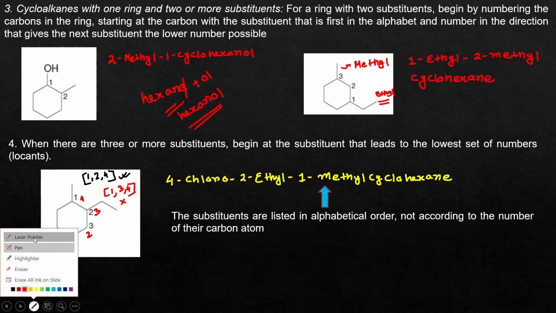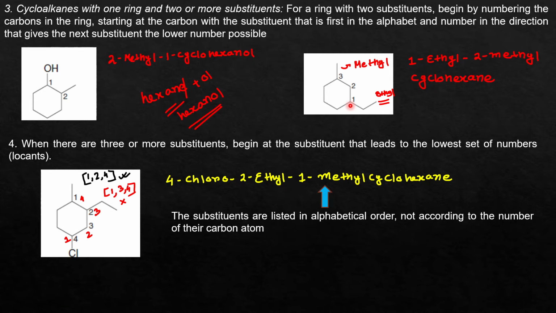Now here you can see that in this case also there are two substituents, but these are not functional groups, these are simple substituents. So in that case, in which way do you have to do the numbering? Either you can do numbering like 1, 2, 3, or you can do the numbering like 1, 2, 3. So which way is the proper numbering?